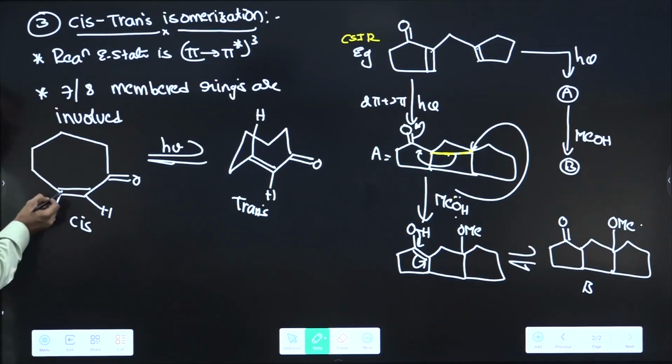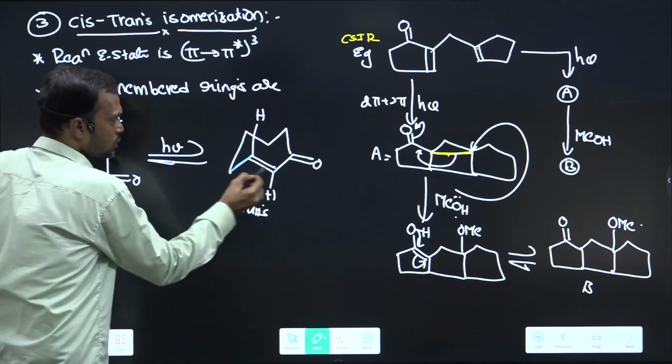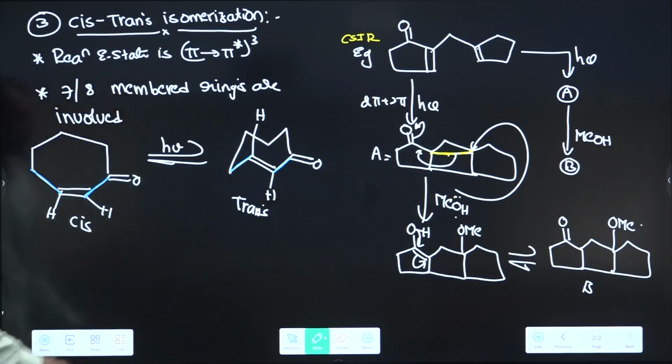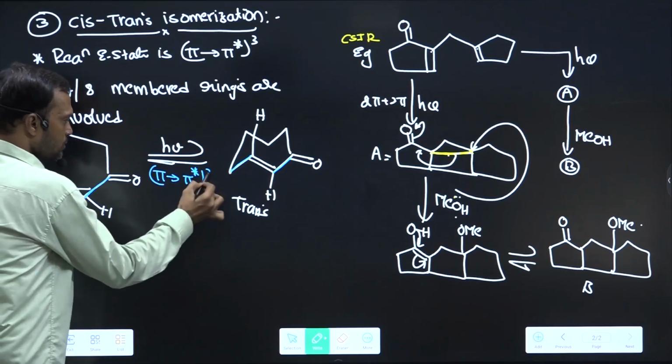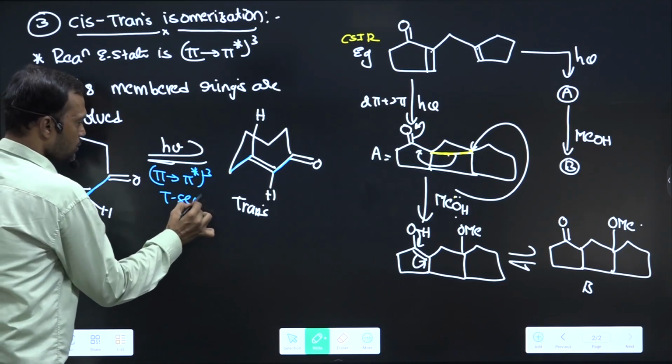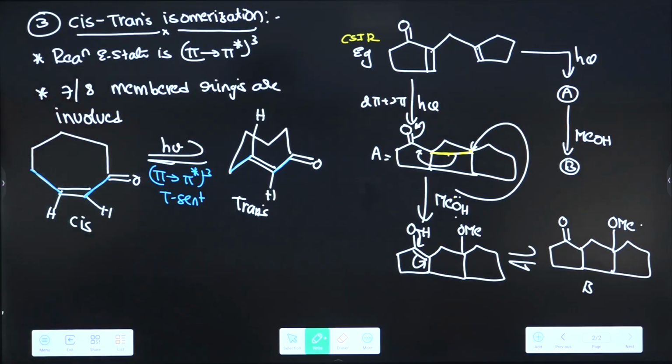The double bond is developing with stereochemistry cis. Right now what is the stereochemistry of this double bond? Trans. So now what is the reaction excited state? Pi to pi star triplet. Means it is a triplet sensitized reaction. Only 7 membered ring, 8 membered ring, this kind of influence is observed.